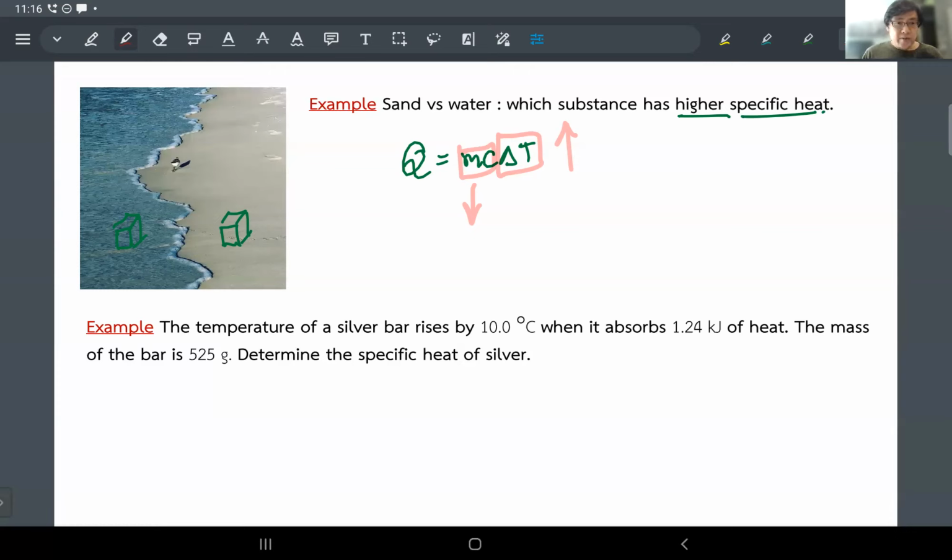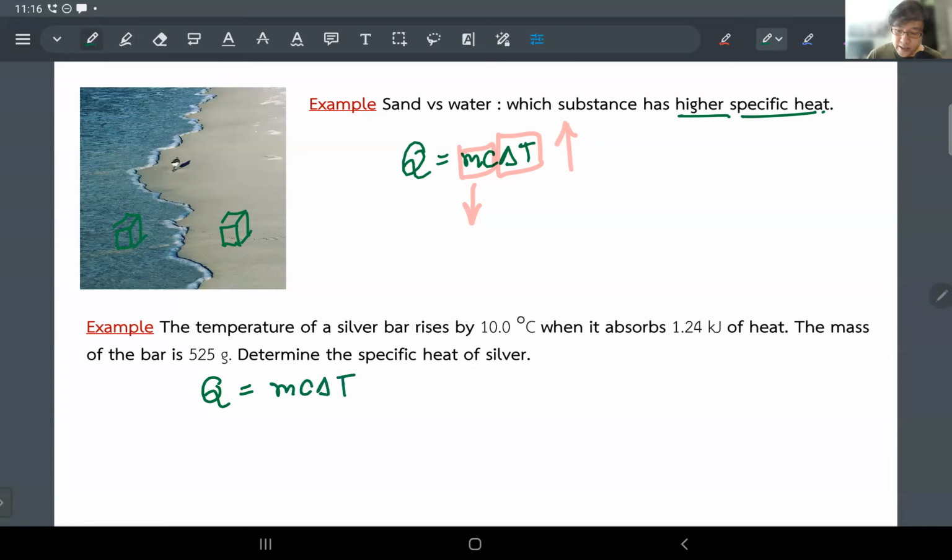In the next example, the temperature of a silver bar rises by 10 degrees Celsius when it absorbs 1.24 kilojoules of heat. The mass of the bar is 525 grams. Determine the specific heat of silver. This one is a straightforward plug and play kind of problem. So let's take a look. Q equals mc delta T. That's easy to use.